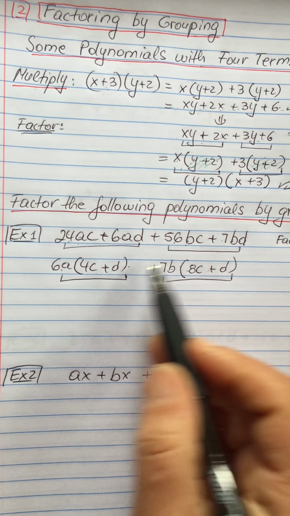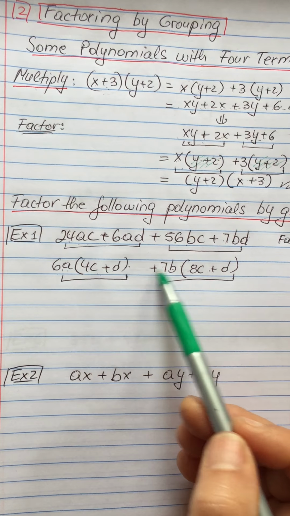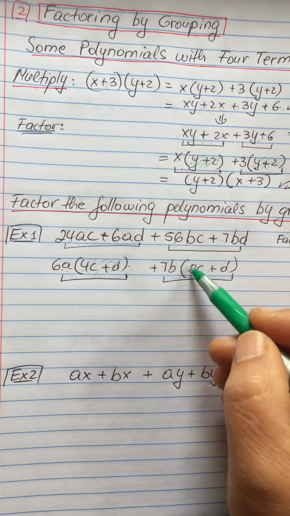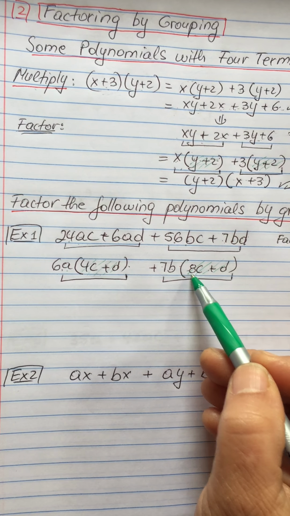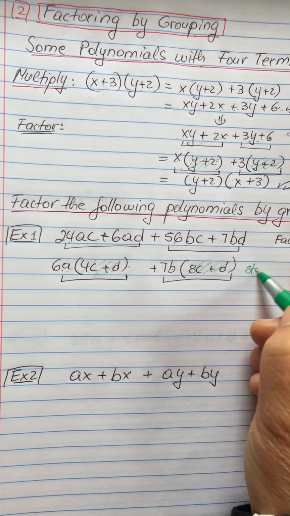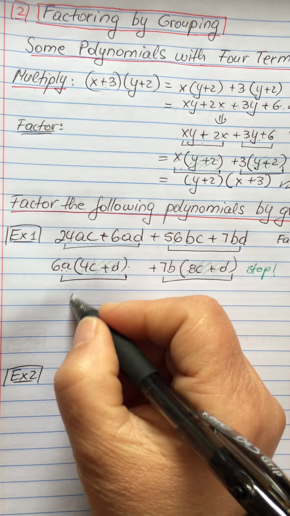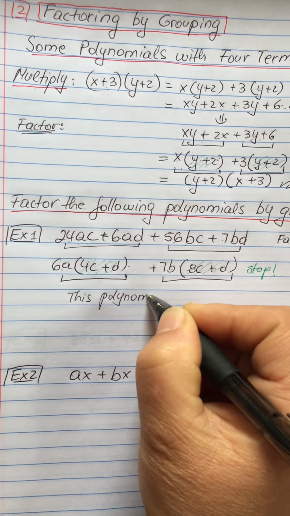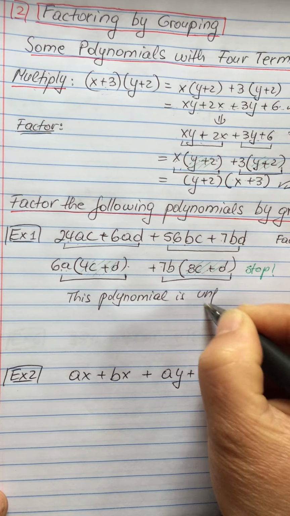Now check if the groups have the same common factor. So 6A, 7B, no, and the binomial is not the same. Here we have 4C plus D, here we have 8C plus D, so stop. And the answer is this polynomial is unfactorable.